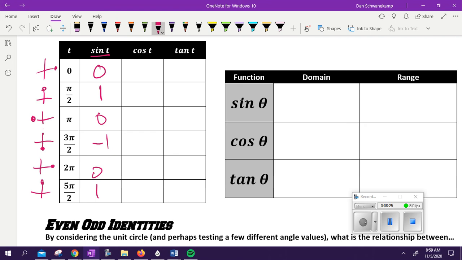Here we go again. Cosine. 0. Show it to me. Pi over 2. Pi. 3 pi over 2. 2 pi. The other one. Good. Now tangent gets a little funky.